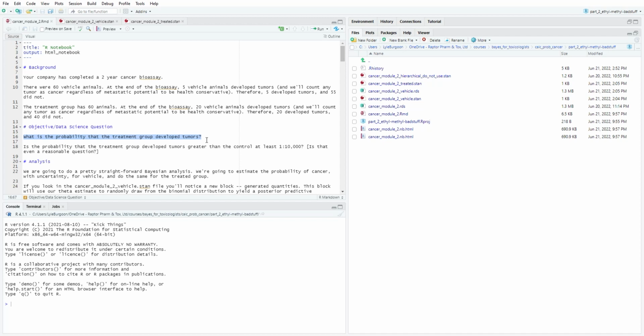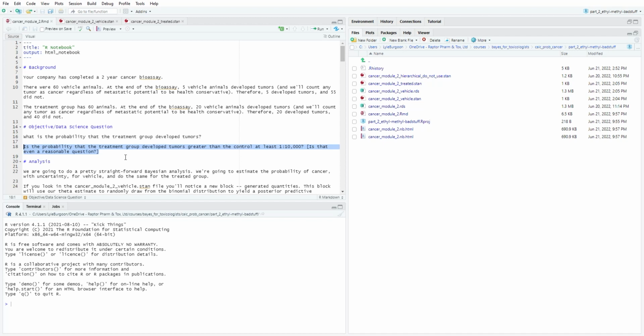As you know, in the previous module, we looked at how to figure out the probability in the vehicle animals with uncertainty. Now we want to know the probability, with uncertainty, for the treated group. If we know that, we can answer the next question, which is really at the heart of a risk assessment: the probability that the treatment group developed tumors greater than the control? And we are going to specifically only care about greater than.